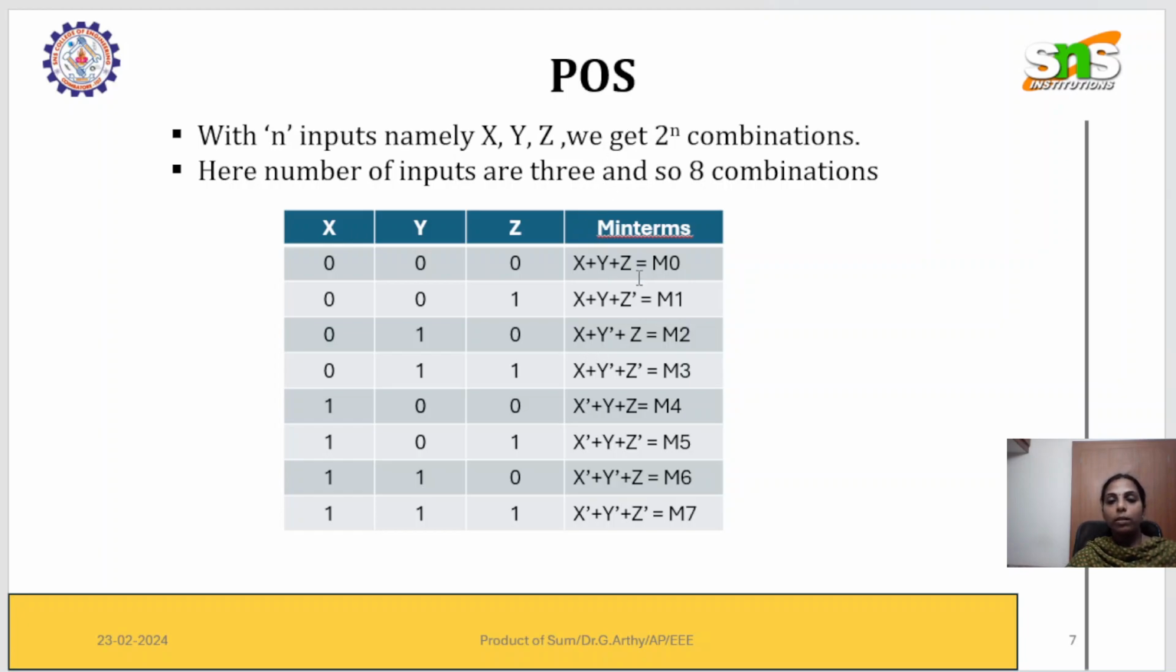This is the POS. In SOP, it is separated by products, right? Here in POS, the same thing is represented by sum. If it is 0, 0, 0, we write it as x, y, z separated by plus, using the inverse of the SOP form. Okay, this is max term 0, max term 1. For min term we use small m, and for max term we use capital M.